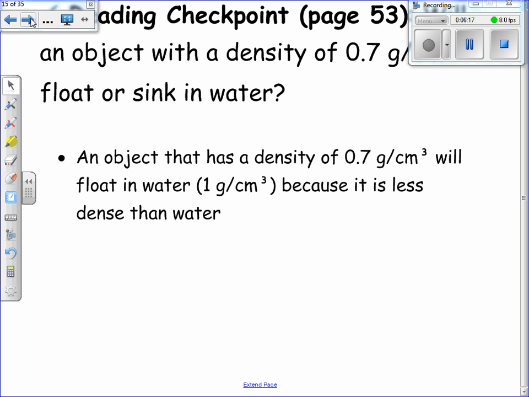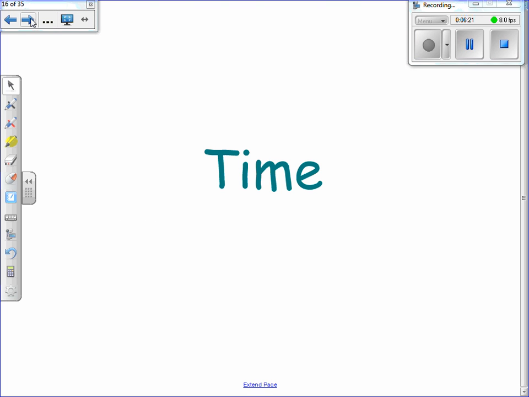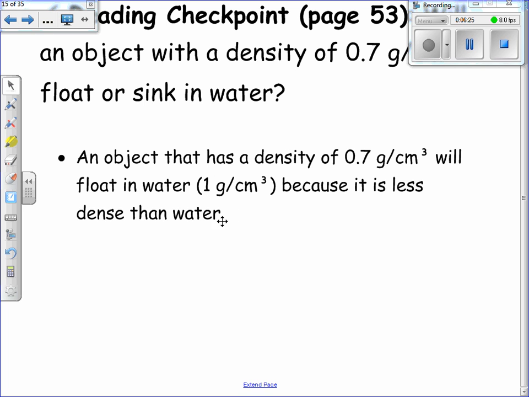The density of water is 1.0000 grams per cubic centimeter. That's what density is based on: water has a density of 1 gram per cubic centimeter, or 1 gram per milliliter. That's the same thing.